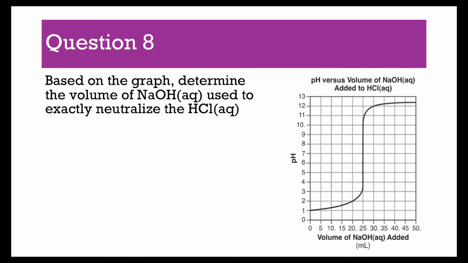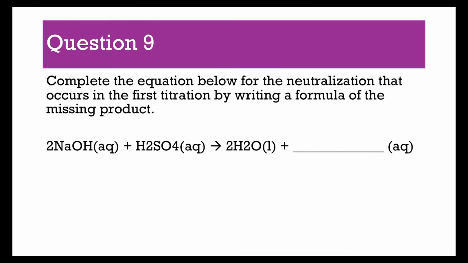Question 8 says, based on the graph, determine the volume of NaOH needed to neutralize HCl. So when we're neutralizing, that's a pH of 7. So it's saying, at a pH of 7, how much NaOH did you have to use? Go straight to the graph, and you get 25 milliliters. Okay, for number 9, it says complete the equation for neutralization for the first titration. Again, nothing so far has referred back to the paragraph.